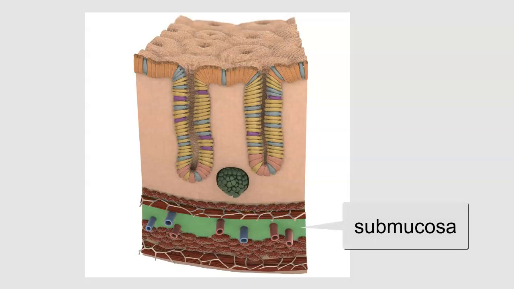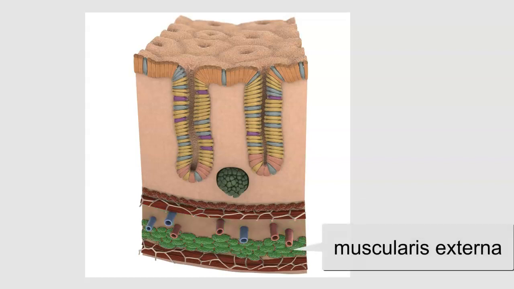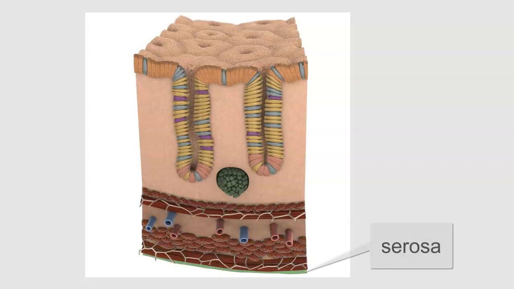nerve supply, lymphatic nodules. Below that is the muscularis externa, the inner circular coat, and the outer longitudinal coat portion of the wall of the large intestine. The coating on the outside is called the serosa.